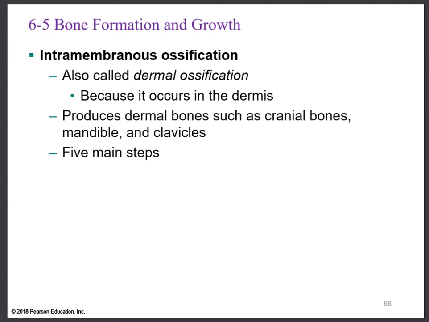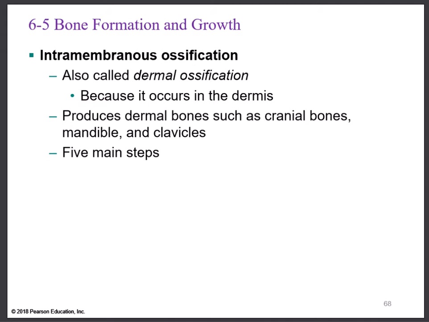Let's take a look at intramembranous ossification. If you recall from my first slide, this is the second type of bone formation. Some people call it dermal ossification. This is because it occurs in the dermis of the skin. If you remember, the dermis is the part under the epidermis, and it produces bones that are going to be our cranial bones, the mandible or the jawbone, our clavicles. More of the flat types of bones.